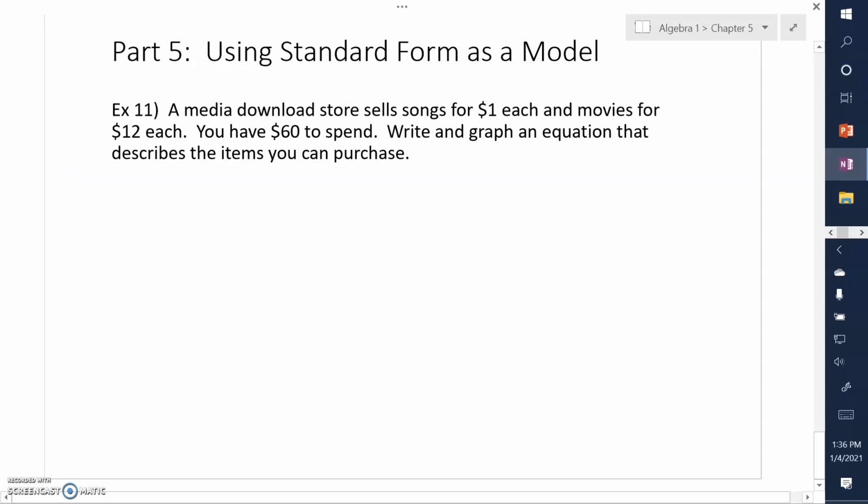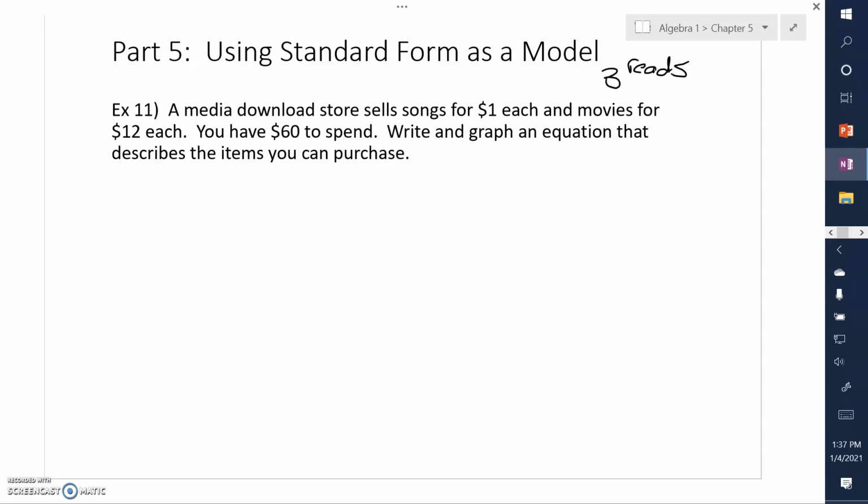Okay, now we have a story problem. And remember to do your 3 reads. First read is for the story. Second read is for what it's asking you to do. And the third read is for the numbers, the information. So, okay, first read. A media download store sells songs for $1 each and movies for $12 each. You have $60 to spend. Write and graph an equation that describes the items you can purchase.